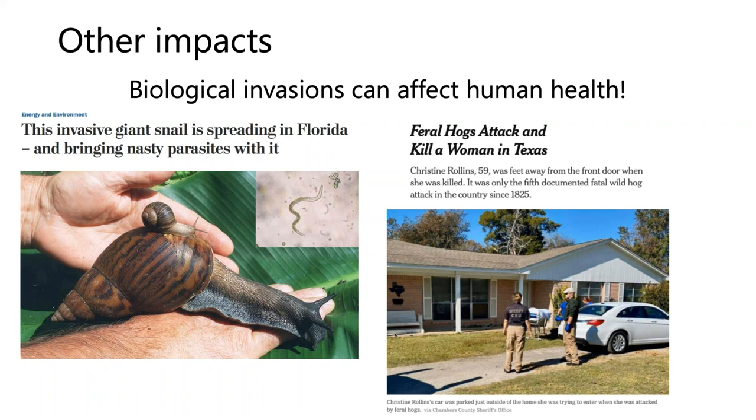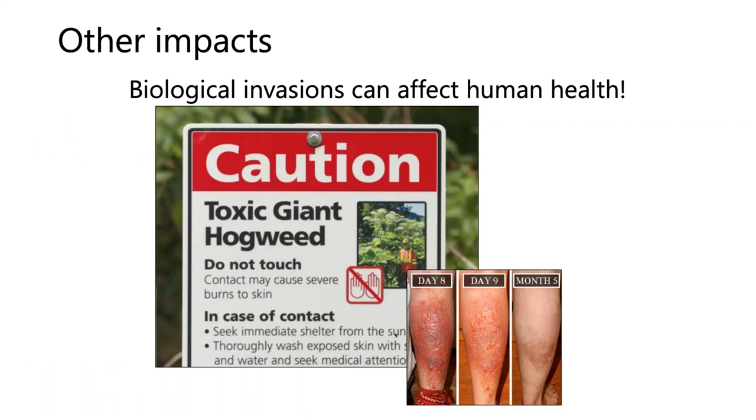In Texas recently, I saw this news article a few weeks ago where a woman was killed by a pack of feral hogs. Again, that's some pretty dramatic human health impacts. But other human health impacts, we all know about pollen and things like that. And then, of course, giant hogweed, the burns associated with that. So invasive species, we take it pretty seriously down here.